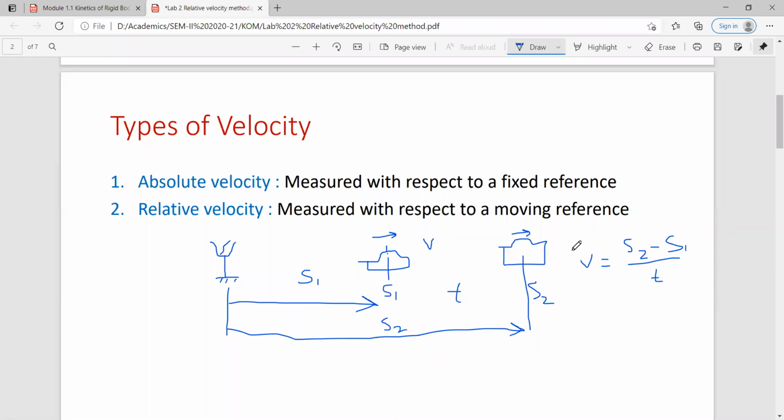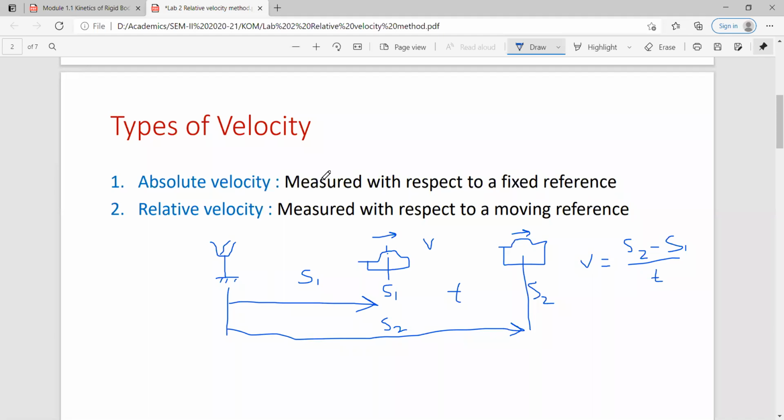So this velocity, for whose calculation I chose a fixed reference, is called absolute velocity. And what is relative velocity? Relative velocity is the velocity you measure with respect to a moving reference.